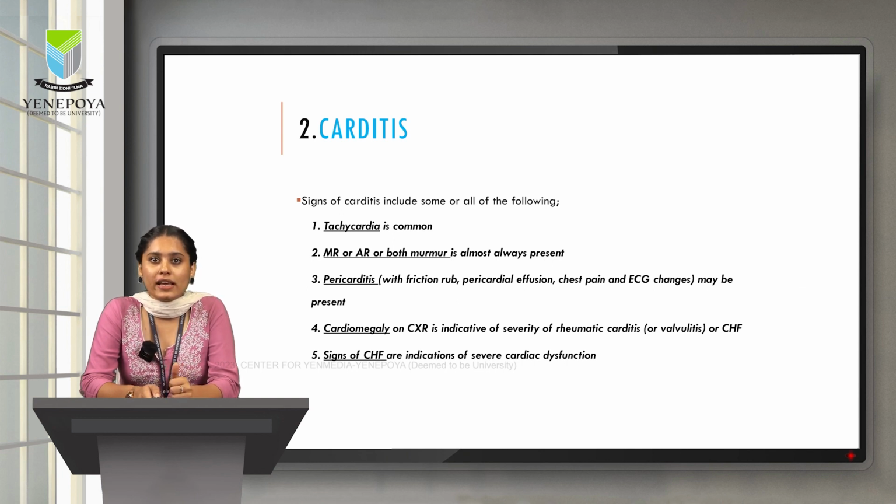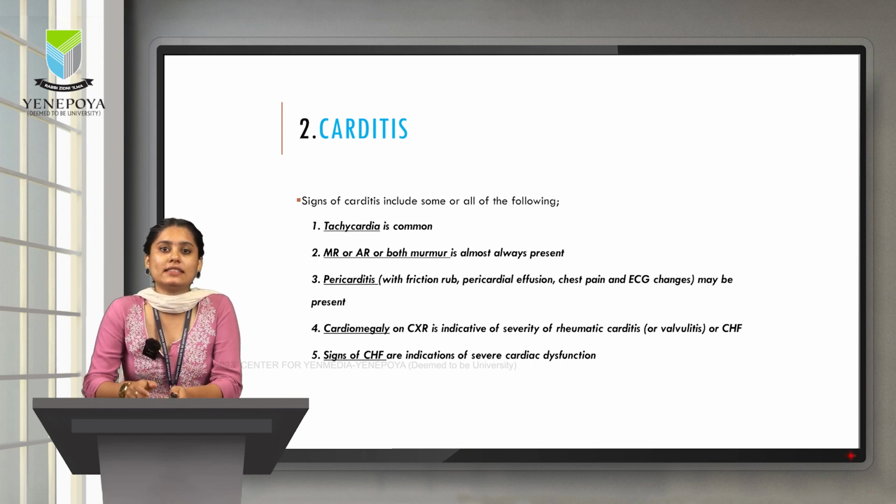Pericarditis is usually understood with the help of a frictional rub, pericardial effusion, and also there can be ECG changes. So these are the signs that there can be pericarditis in the patient. Cardiomegaly is nothing but an increase in the cardiac chamber size. So it is seen in chest X-ray.